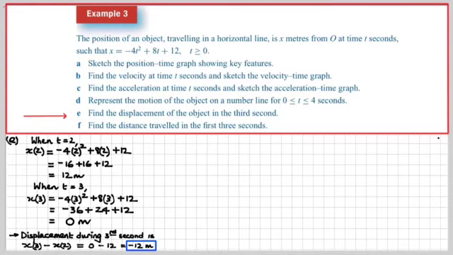Okay, do you get that? That's a little bit funny, that wording, isn't it? The third second means from the end of the second second, which means when t is 2, till the end of the third second, which means when t is 3.